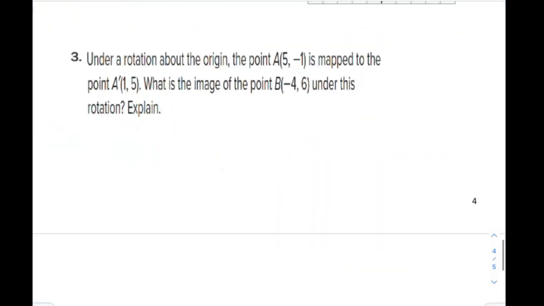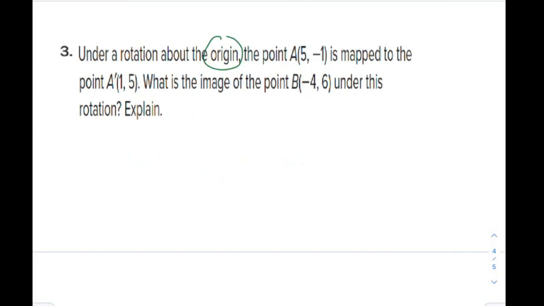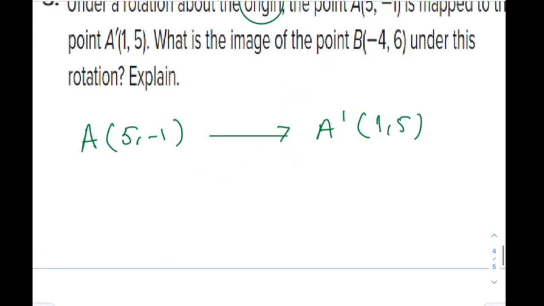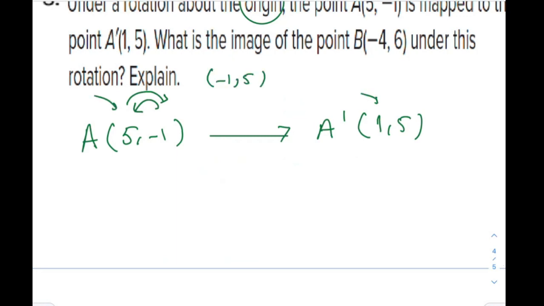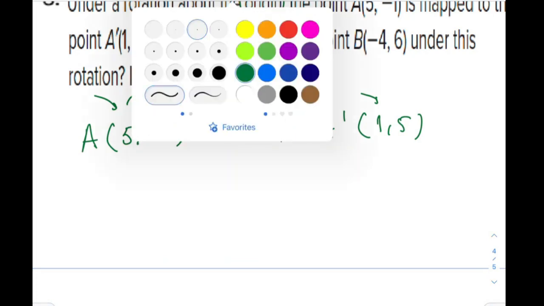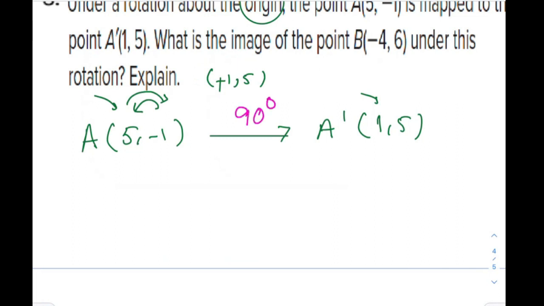Last question, under a rotation about the origin, so this is an easy question because it's already at the origin. The point originally (5, -1) is mapped to the point A prime (1, 5). So let's check what happened. As you see, they have interchanged and they have changed the first coordinate. If you interchange, this will be (-1, 5). Then he reversed the first one. That means this was a rotation of 90 degrees counterclockwise. Okay, this has been done.